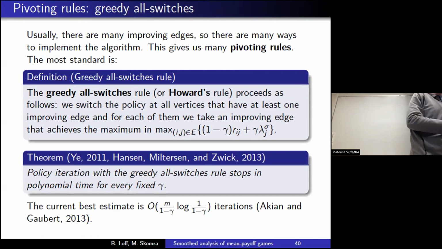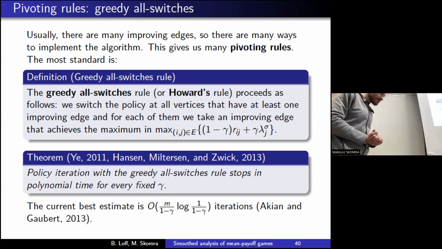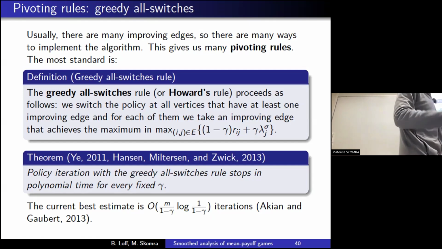There are all of these very interesting questions, and a lot of people study them. There are many rules on how to choose which subset of improving edges you should choose. Howard proposed the simplest and perhaps the most natural rule: you have all of these improving edges, so just take all of them. But sometimes at a vertex you may have multiple improving edges. So which one do you choose? You choose the one that gives you the most improvement, the max, and you do this for every vertex that can switch an edge.